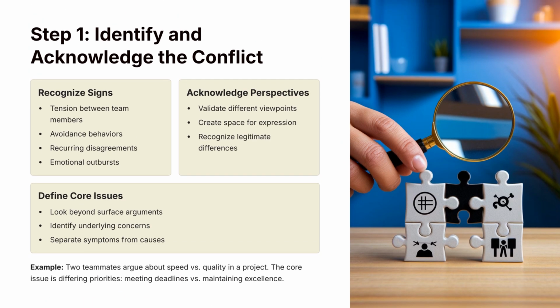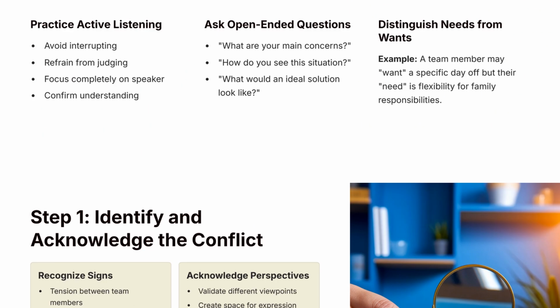The first step is to identify and acknowledge the conflict. Recognize signs like tension, disagreements, or emotional outbursts. Next, define the core issue by looking beyond surface arguments. For example, two teammates may argue about speed versus quality in a project, but the root cause is differing priorities. Identifying this allows you to address the real problem. Remember, clarity at this stage sets the foundation for resolution.